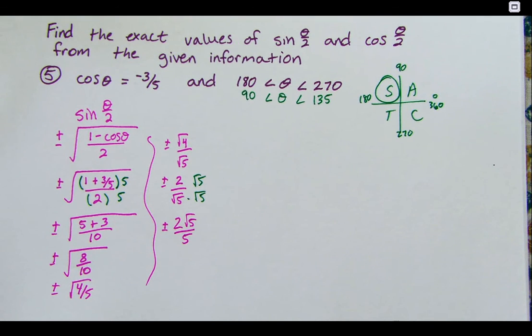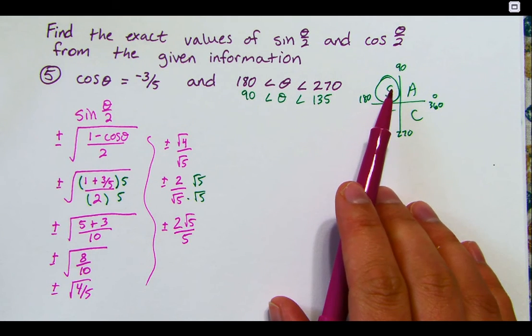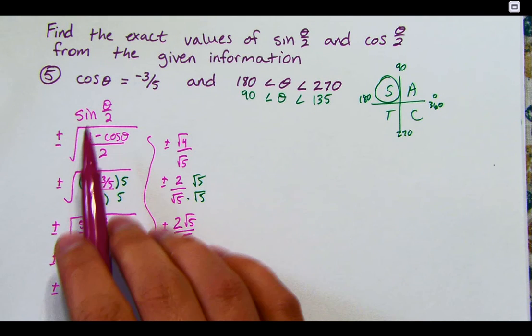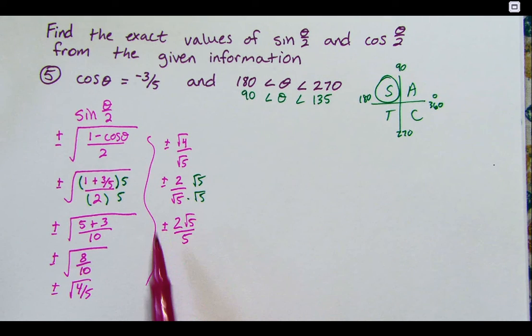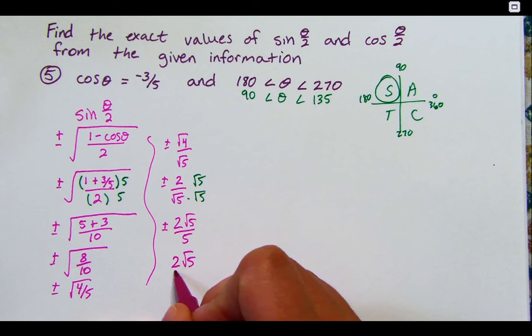And now I'm deciding if I want my answer to be positive or negative. And if you want, at this point, if you do this part first, we can decide that right away. So where you decide that doesn't really matter. But if I'm in quadrant 2, all my sine answers are positive. So that means since I'm finding sine of theta over 2, I need to keep the positive answer. So this will be 2 square root of 5 over 5.